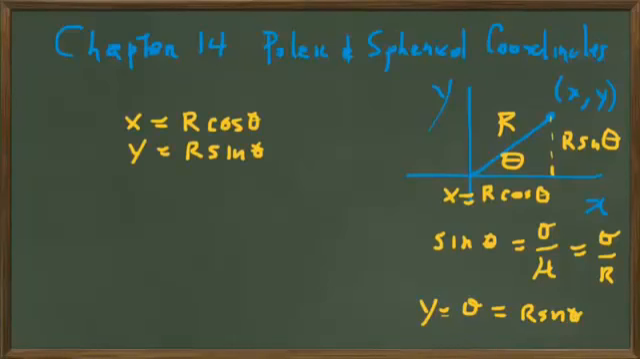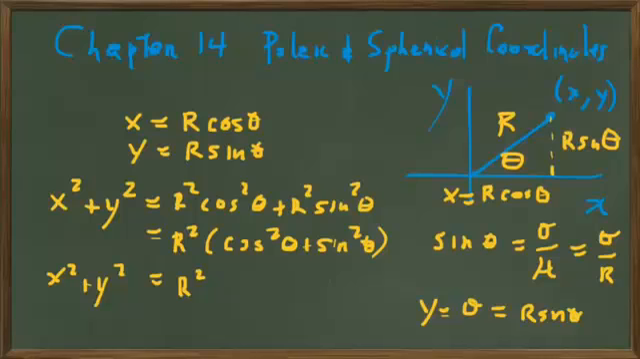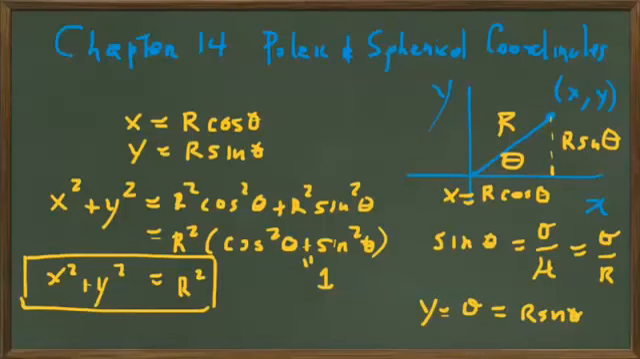So notice that if we square x and we square y, we get r squared cosine squared theta plus r squared sine squared theta. We factor out the r squared. That leaves cosine squared theta plus sine squared theta, which equals 1. And so the relationship between x, y, and r is that x squared plus y squared equals r squared. We can also get two other relationships.